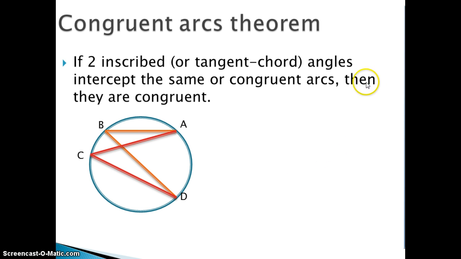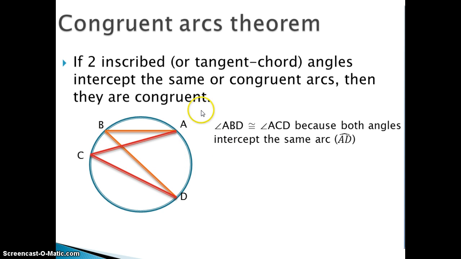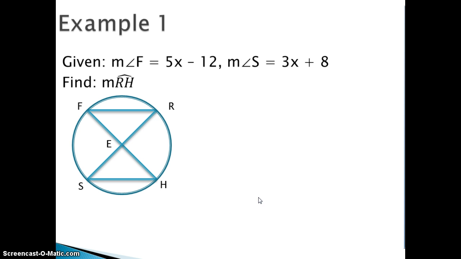So looking at our diagram, we have angle ABD and angle ACD. Both of those angles cut off the same exact arc, which is arc AD. So again, angle ABD, B is on the circle itself, that's the inscribed angle. ACD is the same thing, it's an inscribed angle. They're cutting off the same arc. What that tells me then is that angle ABD is going to be congruent to angle ACD because they're cutting off the same arc.